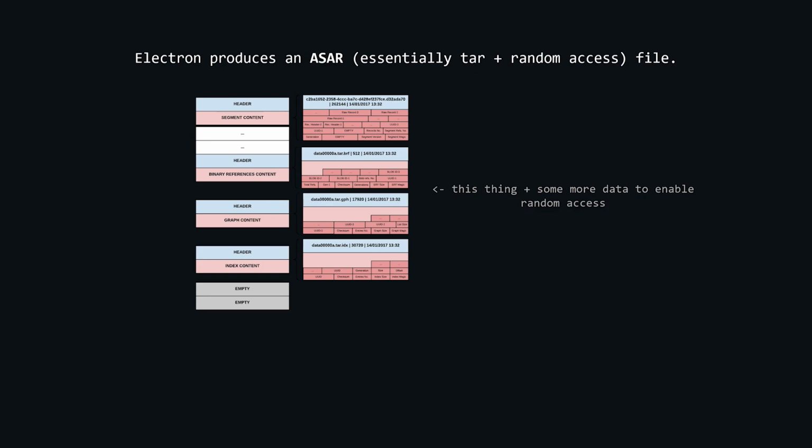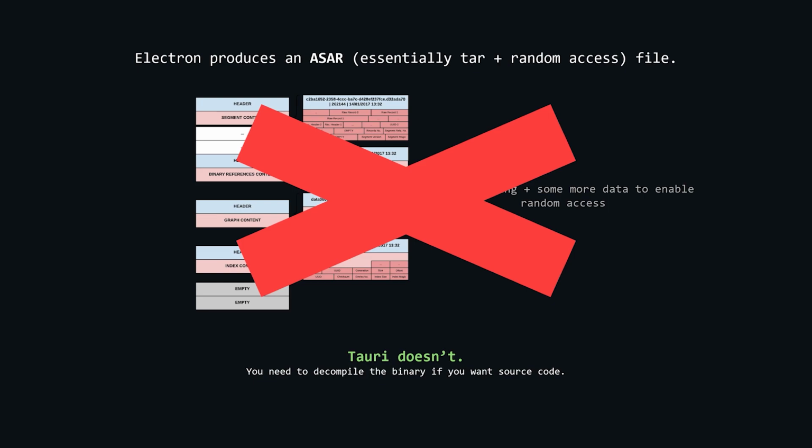This process is called decompilation, and it can be a very bad thing for production apps, both for security and IP reasons. You can encrypt the ASAR file, but of course that comes with its own trade-offs. Because Tauri compiles everything into a binary instead of relying on a tar-like archive like Electron does, it is much harder to decompile your Tauri application from the get-go.